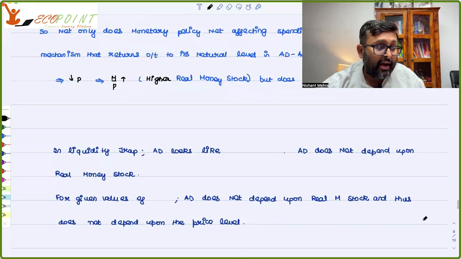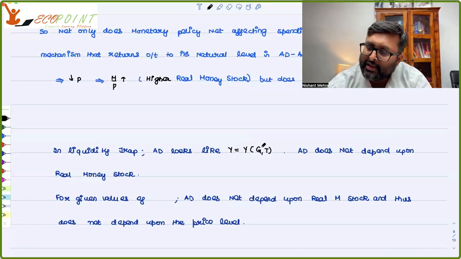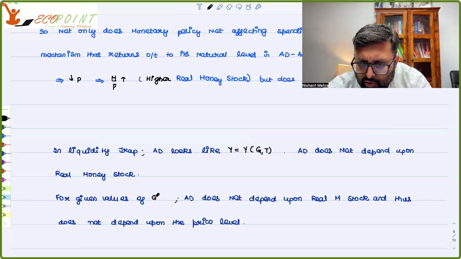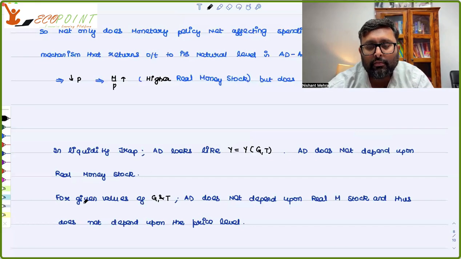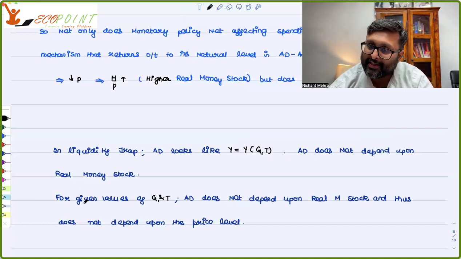So in liquidity trap, your AD looks like this. It is dependent upon GNT only, not on M by P, because M by P is not affecting aggregate demand. So AD doesn't depend upon real money stock. So if you are given the values of GNT, AD is not affected by the real money supply. And if it is not affected by the real money supply, beta, it is not dependent upon the price level also. That is the main thing.